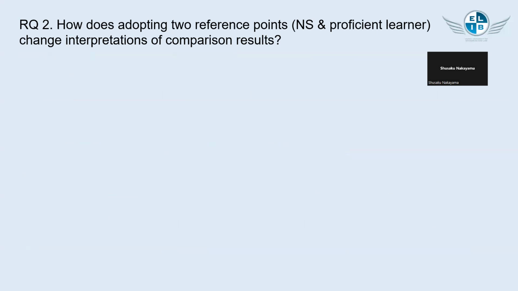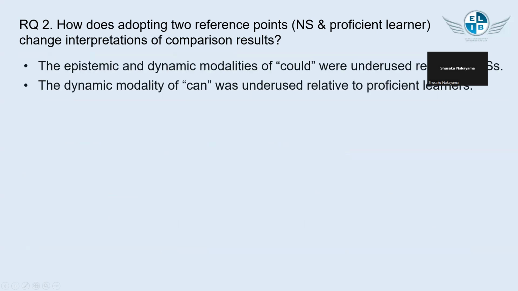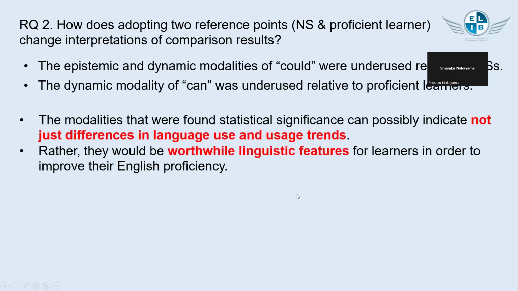The second research question was, how does adopting two reference points change interpretations of comparison results? First, this study found several underused modalities for which statistically significant differences were found against only one of the reference points. So, by adopting different reference points, it becomes possible to provide beneficial insights to learners and teachers depending on their learning goals. On the other hand, we got common findings between the two comparisons.